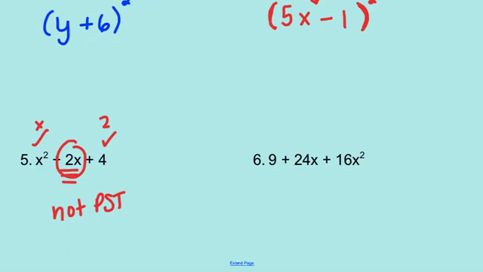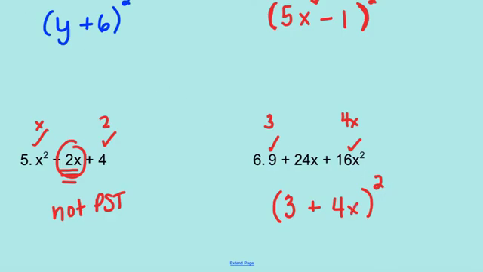All right, the last one, number 6. I wrote it a little backwards. Could you rewrite it? Yes, you could rewrite it if you wanted to, but you could also factor it in this way. Is 9 a perfect square? Yes, its square root is 3. Is 16x squared a perfect square? Yes, its square root is 4x. 4x times 3 is 12. 24 is double that product, so it is a perfect square trinomial. So my result should be the square of a binomial. 3 is my first term, then the sign of the middle term, so 3 plus 4x quantity squared.